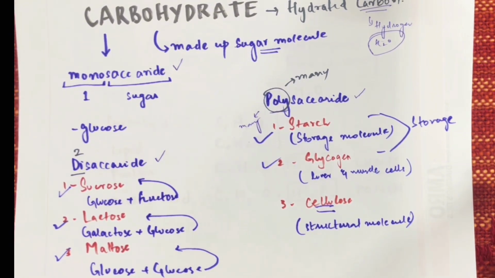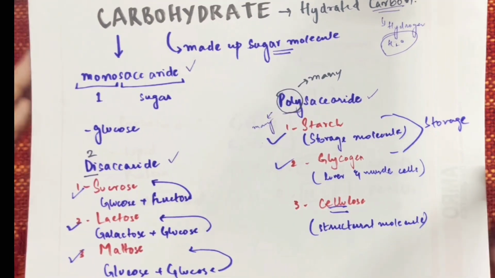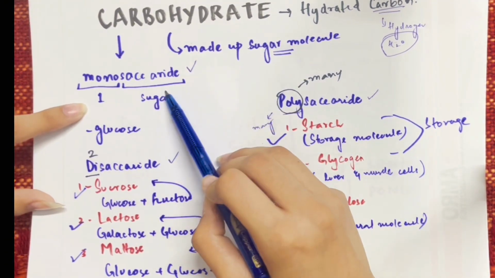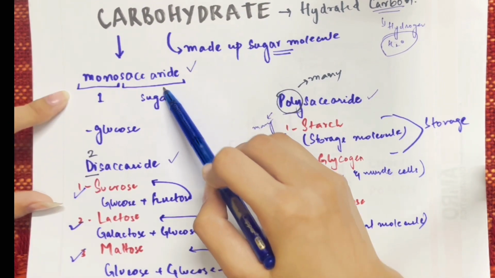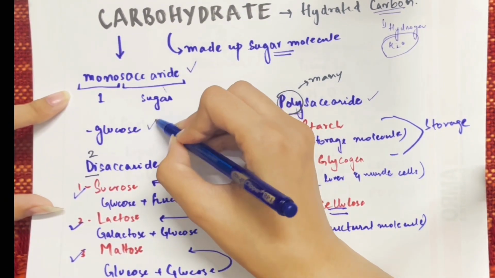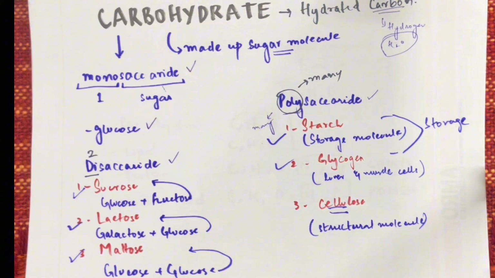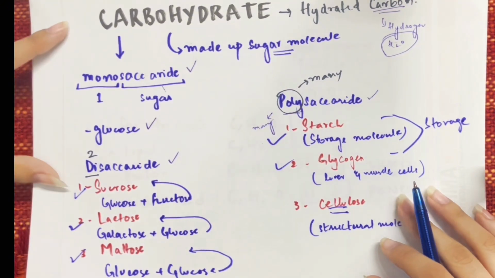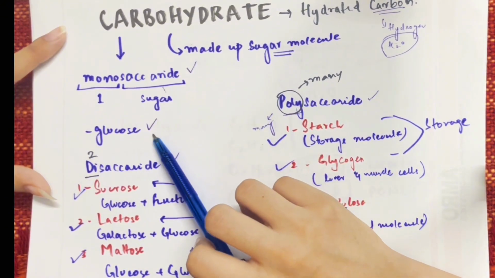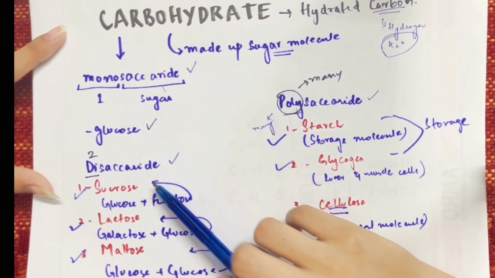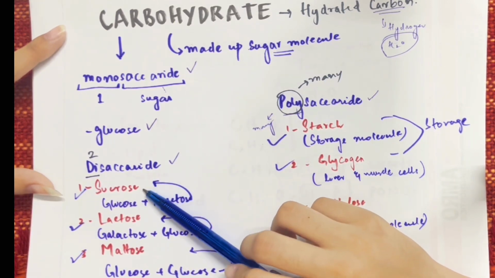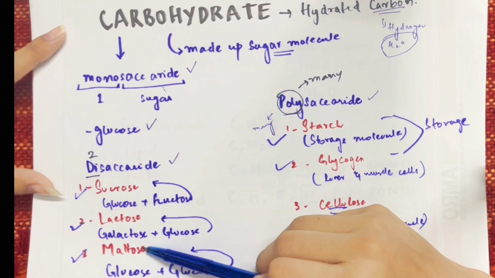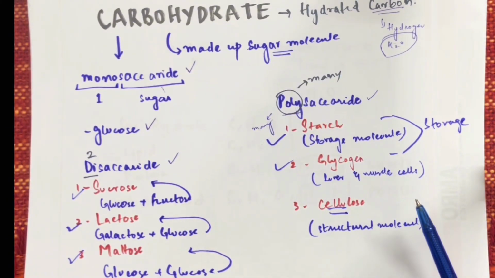Alright, let's talk about the monosaccharide in detail. So the term monosaccharide means one sugar molecule. A very common example of the monosaccharide is glucose. And for exam purposes, we need to remember the examples of the carbohydrates. So the example for the monosaccharide is glucose, whereas the examples for the disaccharide include sucrose, lactose, and maltose. We need to remember how they are made and what the constituents of sucrose are.